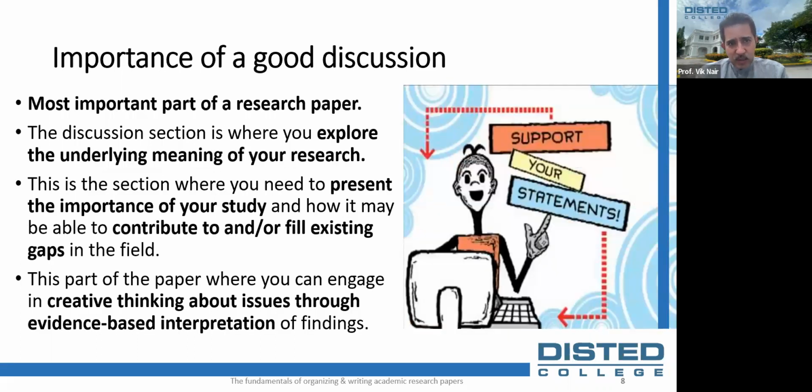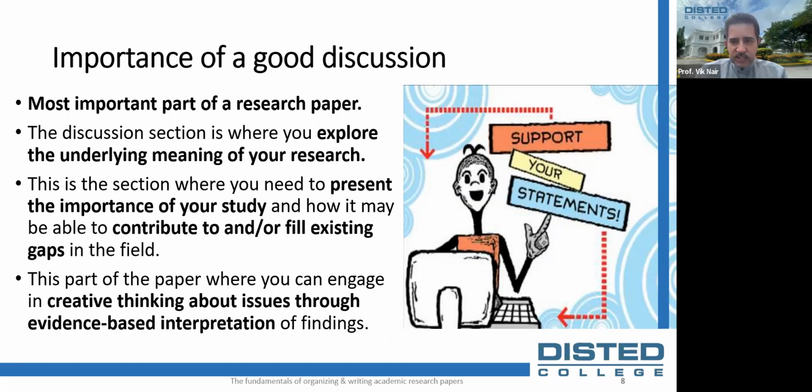So why is this discussion section important? This section is often considered the most important part of a research paper because it most effectively demonstrates your ability as a researcher to think critically about an issue, to develop creative solutions to problems based on the findings, and also to formulate a deeper, more profound understanding of the research problem that you are trying to study.